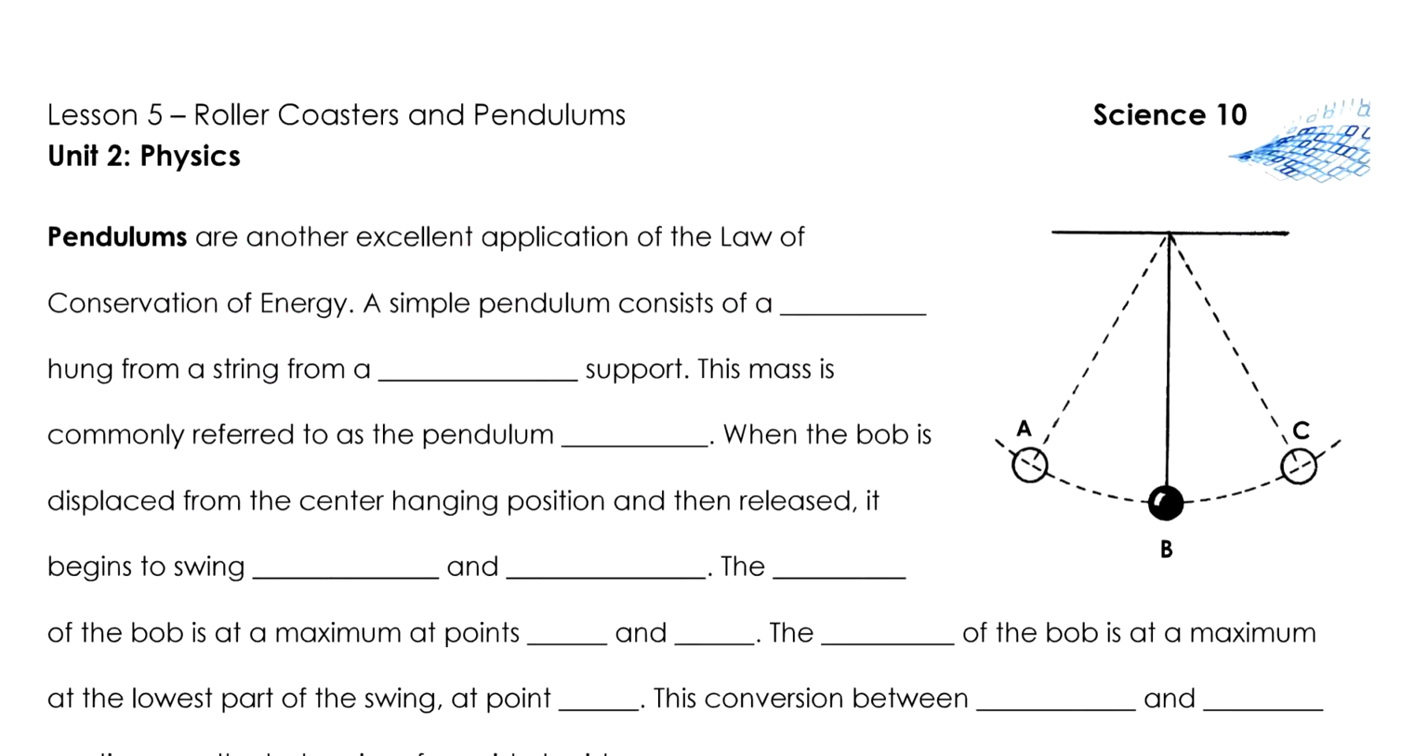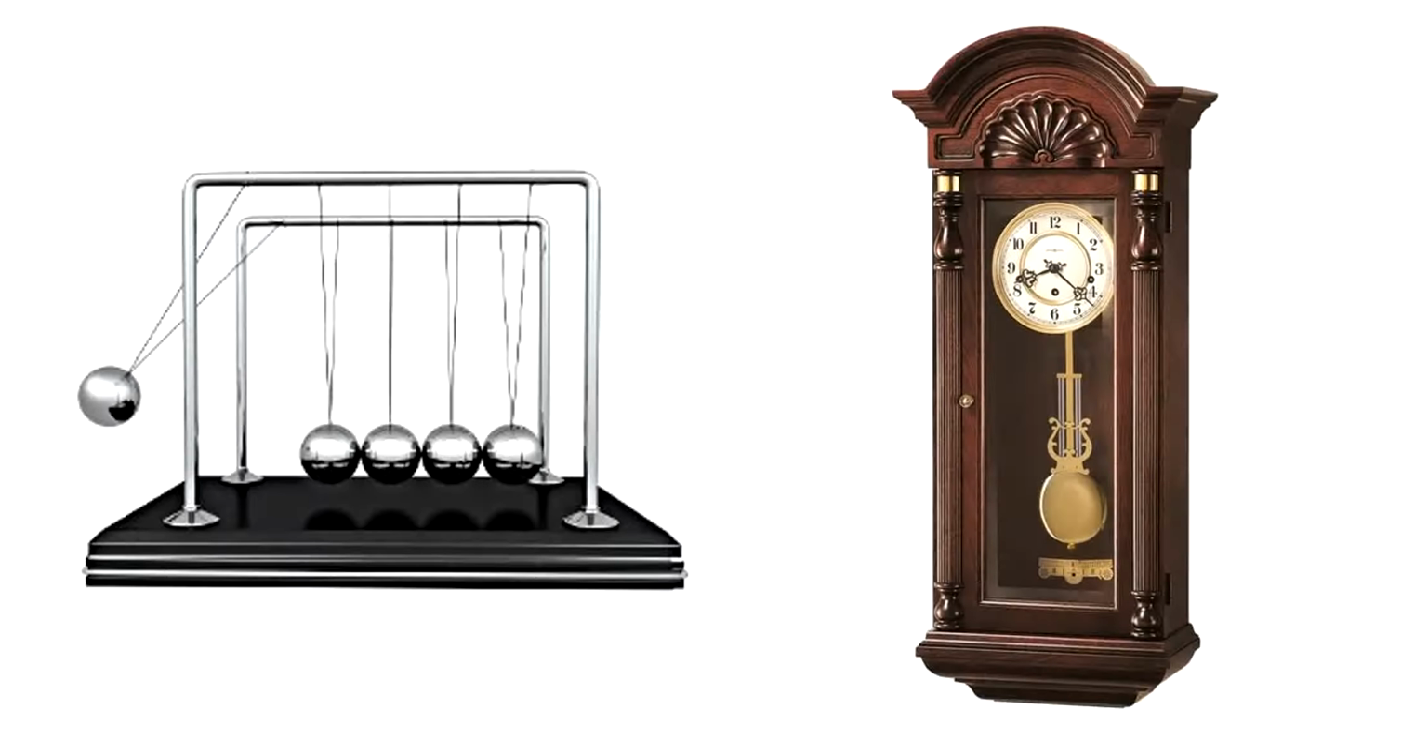Okay, on to pendulums. These also operate using the law of conservation of energy. A pendulum is basically a mass on the end of a string that swings back and forth and transfers mechanical energy just the same way that a roller coaster does. Examples of pendulums would be Newton's cradle, which is that apparatus of metal balls where one swings and hits the others, and then the one on the far end swings up, and so on, or a grandfather clock that has a pendulum inside swinging back and forth to keep time.